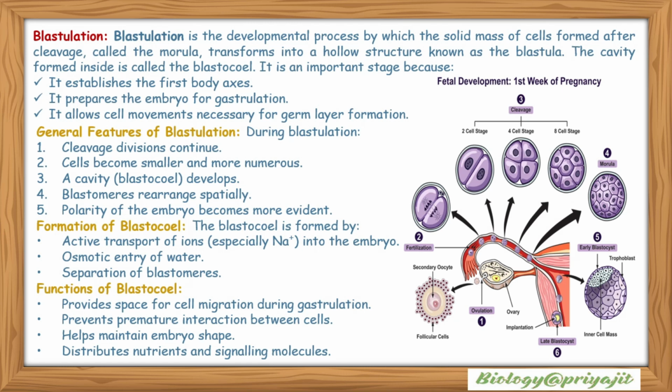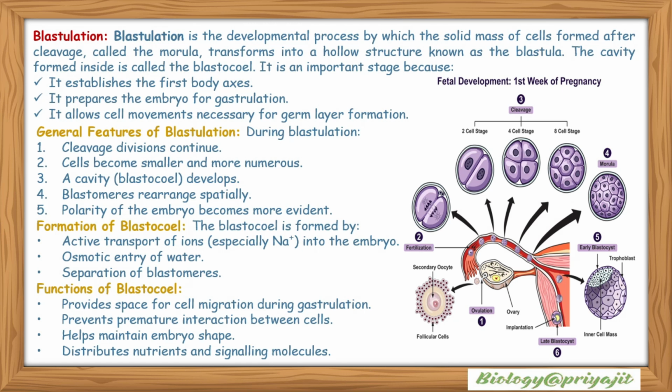Blastulation is the developmental process by which the solid mass of cells formed after cleavage, called the morula, transforms into a hollow structure known as the blastula. The cavity formed inside is called blastocoel. It is an important stage because it establishes the first body axis. It prepares the embryo for gastrulation. It allows cell movement necessary for germ layer formation.